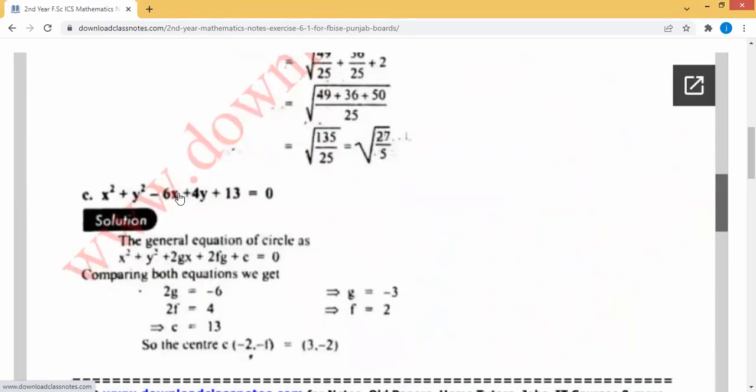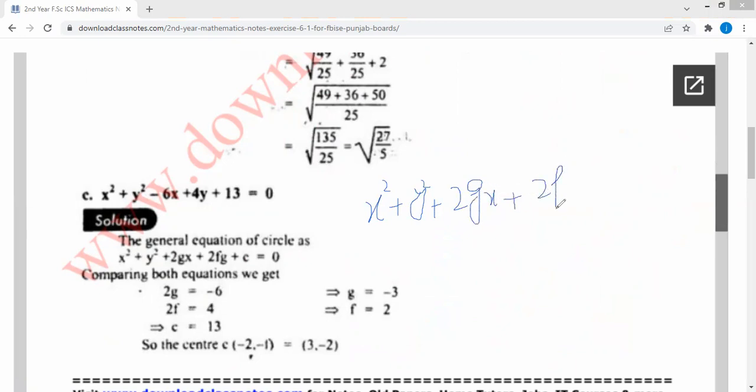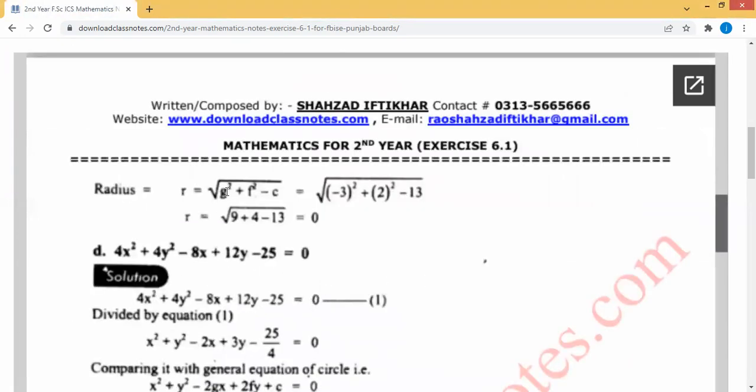The next question is x square plus this one again. I will write it again. The general formula is x square plus y square plus 2gx plus 2fy plus c equals 0. This is a general equation. Now I have to compare this equation with it to find the center value. The center value, I know, is always minus g comma minus f. You have to remember this. After that, the value of c I have to put into the radius formula, which is under root g square plus f square minus c. After putting this value in, I will get the radius.